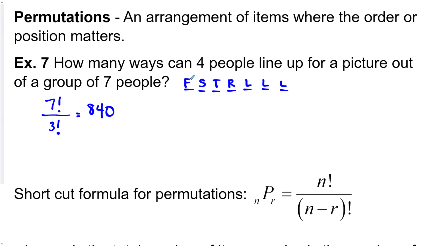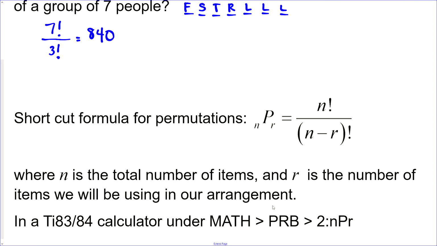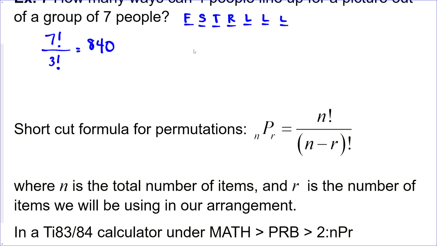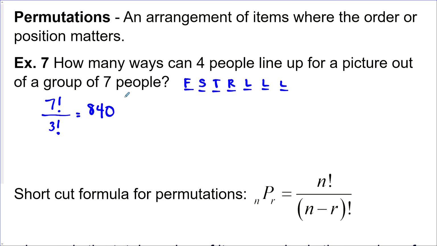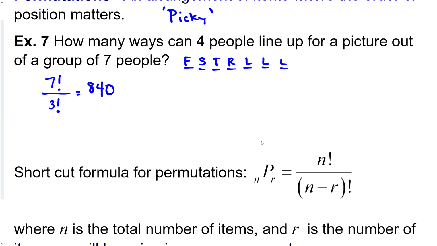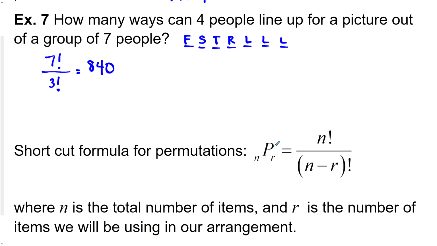But since this happens so often, we have a shortcut formula for this. And we write it like this. It's N for total number of items, and then capital P for permutation. And some people remember permutation because it starts with P, and so does picky. We're being very picky because the position is very specific and it matters. Okay, so P for permutation, and then R is the number of items we're going to use in our arrangement.